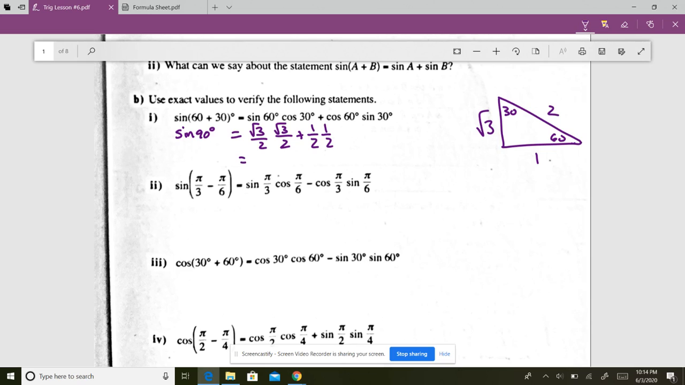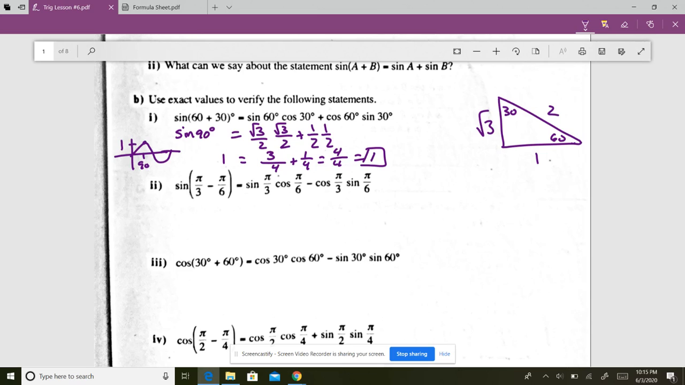All right, root 3 times root 3 is 3. 2 times 2 is 4, so we have 3/4, plus half times a half is 1/4, which equals, they have a common denominator, so we get 4 over 4, which is 1. What's sine of 90? Well, if you think about the trig graph, that's the sine graph, that is 90, that value right there is 1. So we've shown that sine of 90, which is 60 plus 30, is equal to sine 60 cos 30 plus cos 60 sine 30.